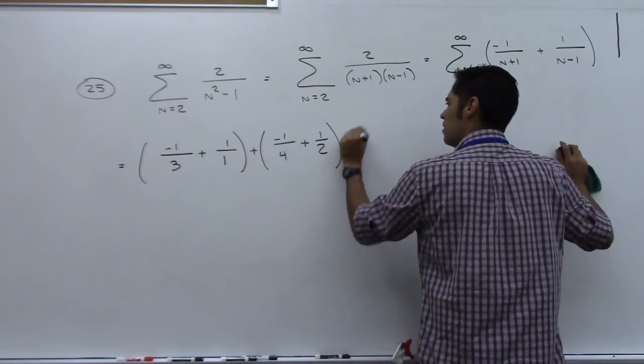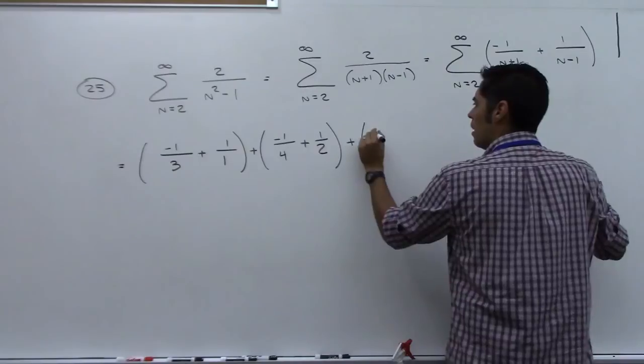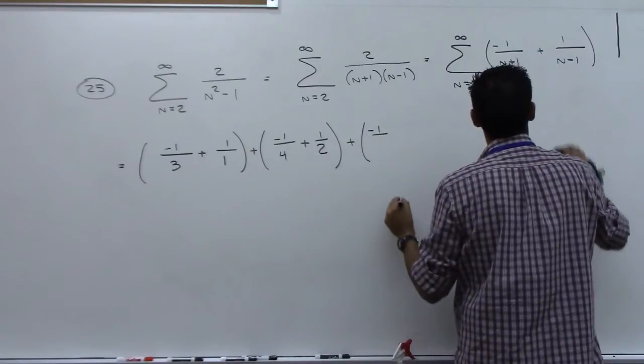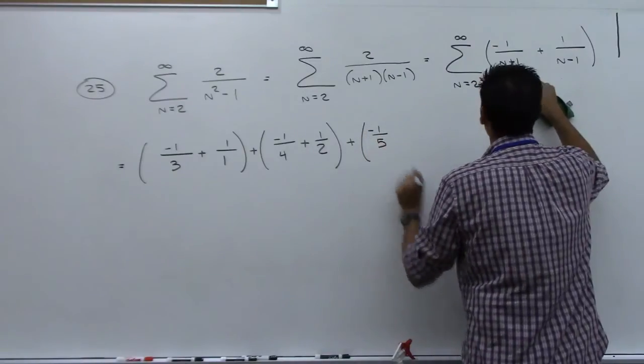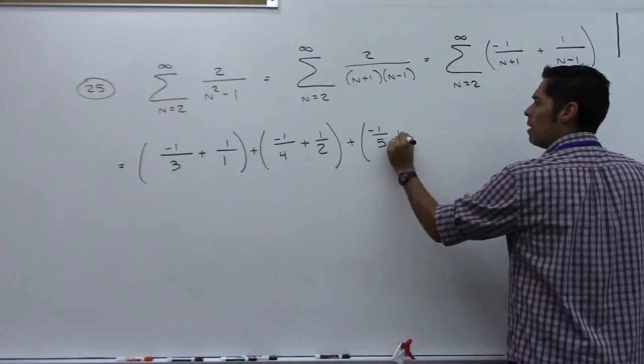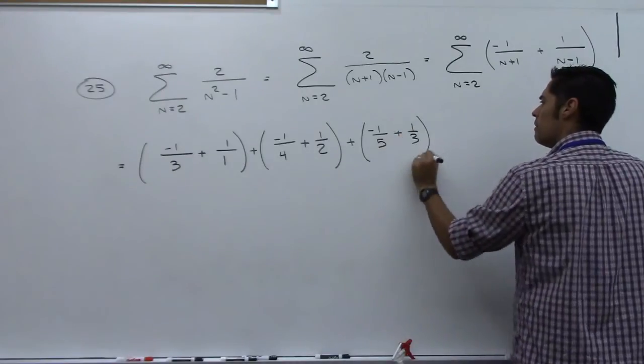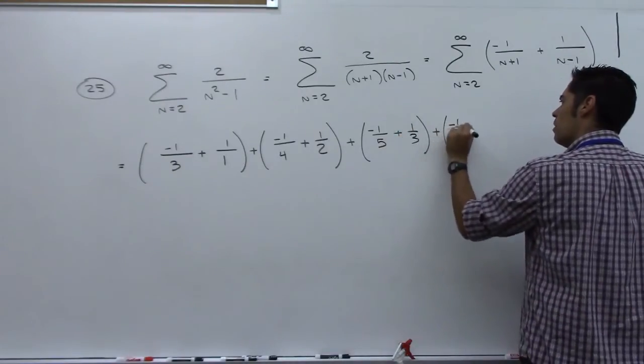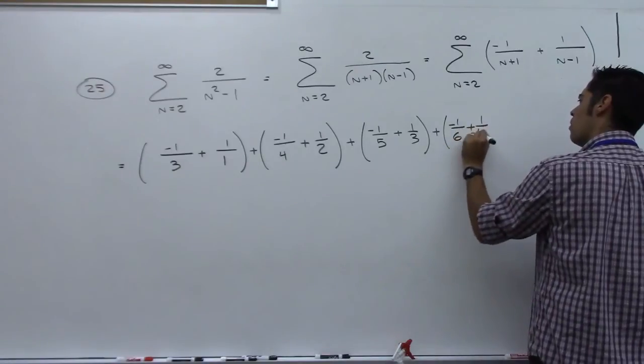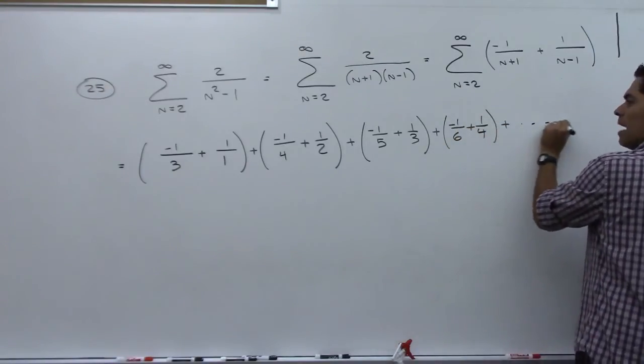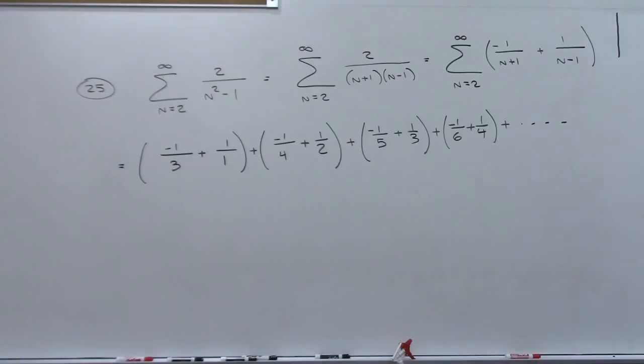And then plus the next one, negative 1 over 5. And then I get plus 1/3. And then plus negative 1 over 6 plus 1/4. And that's what keeps happening. So I look at this and I notice something.